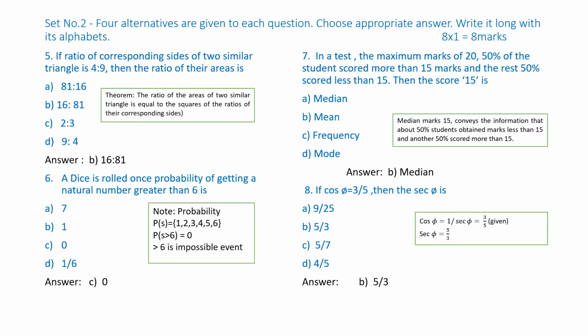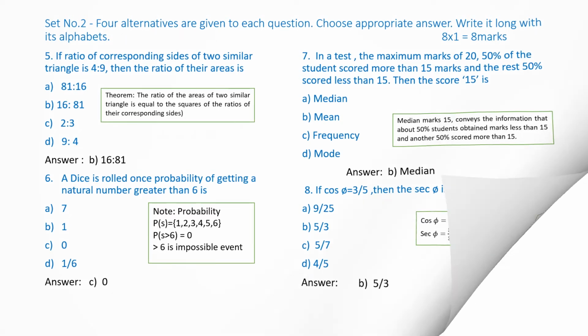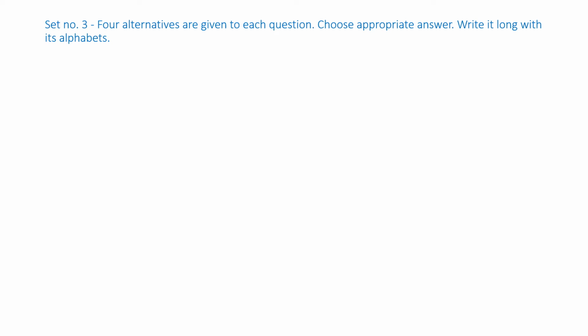So, that completes set number 2. Now, we will take up set number 3. 4 alternatives are given to each question. Choose the appropriate answer. Write it along with its alphabet.